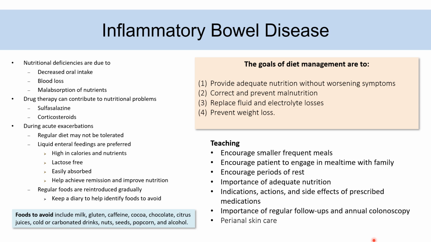So the goals of management, as a recap, is to provide adequate nutrition without worsening their symptoms, correct or prevent the malnutrition, replace the fluid and electrolyte losses, and prevent weight loss. And then we have our education here: frequent small meals, have the person engage in mealtime with family to encourage them to eat. They should rest, know what to report to the doctor, and perianal skincare. Don't forget about the perianal skincare, because if a patient has lots of diarrhea, lots of bloody diarrhea, then their skin can be compromised.